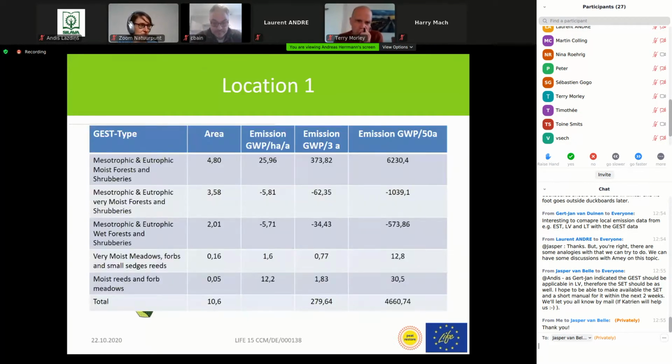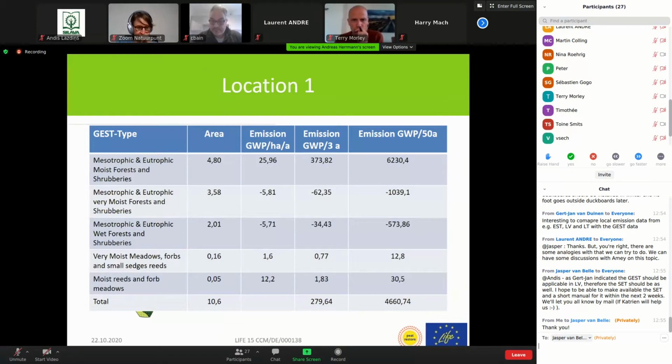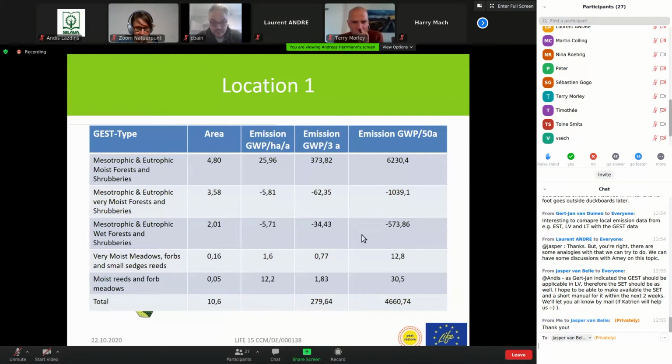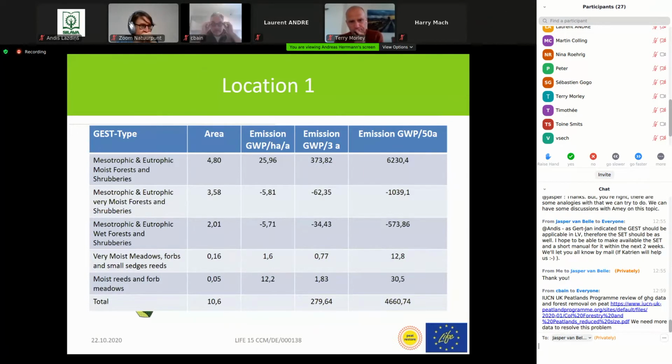And then we have the different GEST types here. You can see this. Some of them are taken from the updated GEST catalog, but we also have to find different references for other GEST types that are not included in the catalog. And here we also have mesotrophic, eutrophic, moist forests, and also, for our Baltic project regions, oligotrophic forests and shrubberies.